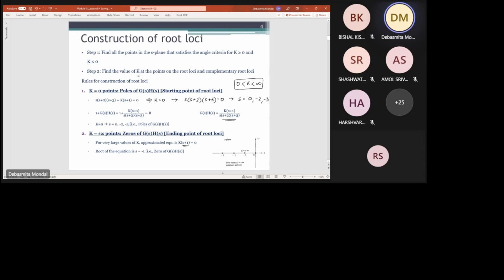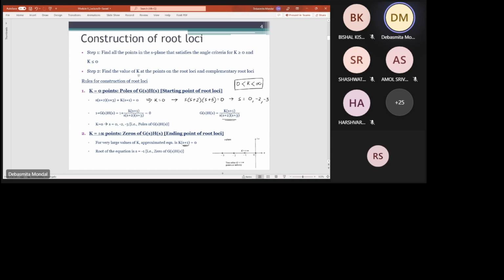So you can say that the k equals to infinity point indicates the zeros of the open loop transfer function, the zeros of GSH, and the zeros of GSH are the ending point of the root locus. So a root locus starts from the poles of the open loop transfer function and ends at the zeros of the open loop transfer function.